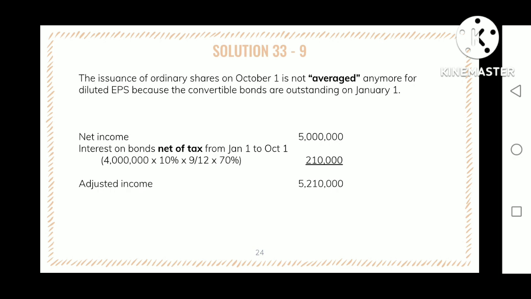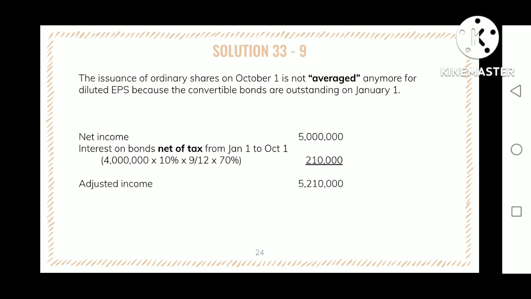Times 70%. Where does the 70% come from? It was mentioned that it is net of tax. So, 100% minus the 30% tax rate is equal to 70%. When we multiply, we will arrive at the amount of 200,000. So, the adjusted income is 5,210,000.